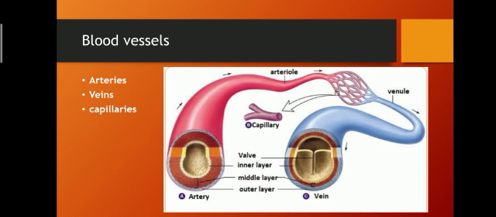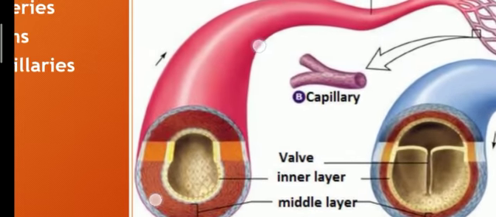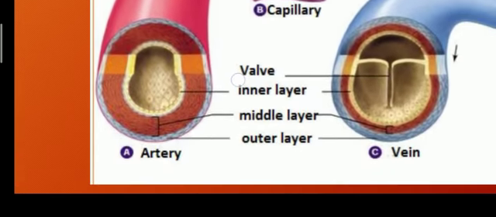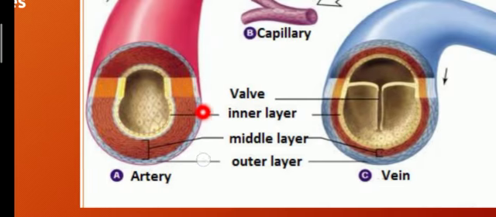So blood vessels are of three types: arteries, veins and capillaries. So let us discuss the structure of arteries, veins and capillaries. First of all, going through the structure of arteries. You can see that the wall of the arteries is thicker than the wall of the vein. Arteries carry oxygenated blood. Oxygenated blood means what? The blood rich in oxygen.